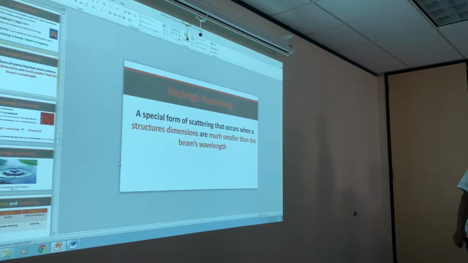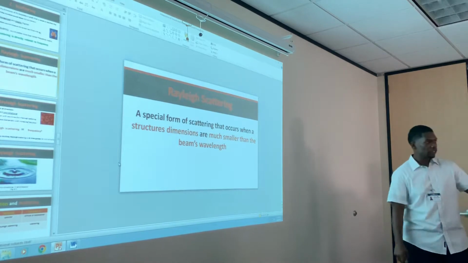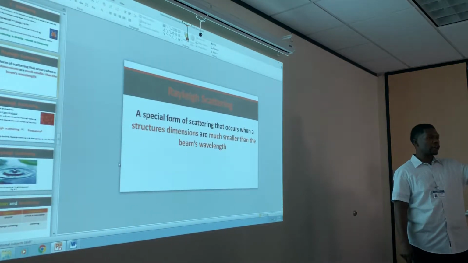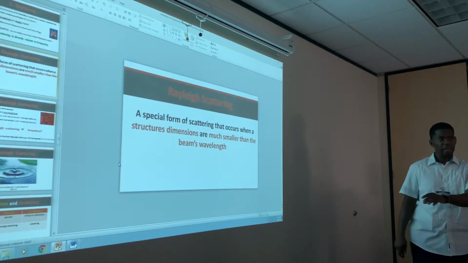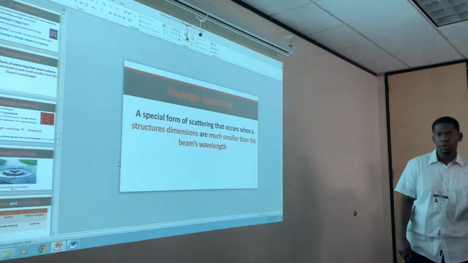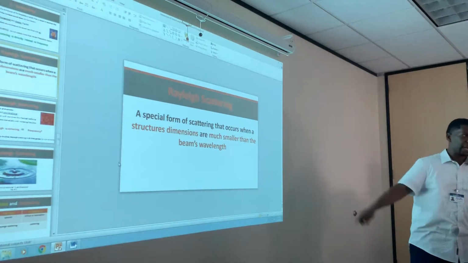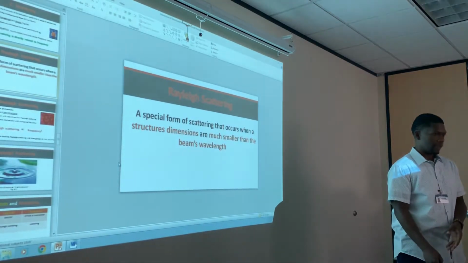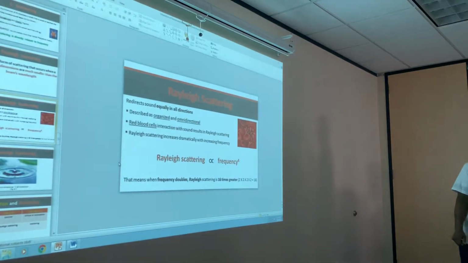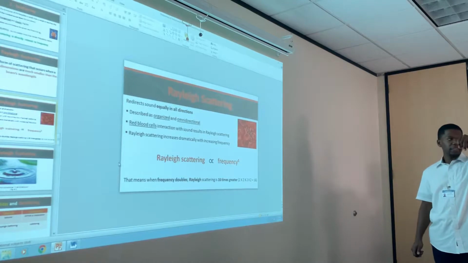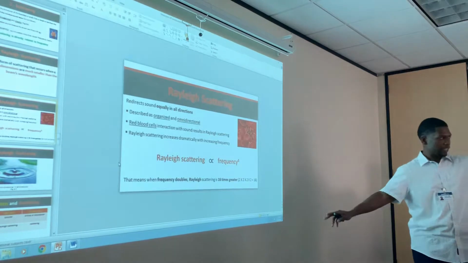Rayleigh scattering is a special form of scattering that occurs when the structure's dimensions are much smaller than the beam's wavelength. So reflection is going to be from structures much larger than the beam's wavelength, correct? Regular scattering is going to be equal to or smaller than the beam's wavelength, and Rayleigh scattering is going to be much smaller than the beam's wavelength. It redirects sound in all directions. Think about when you drop a pebble into a pond, how it has that omnidirectional scattering. That's the example we're using.